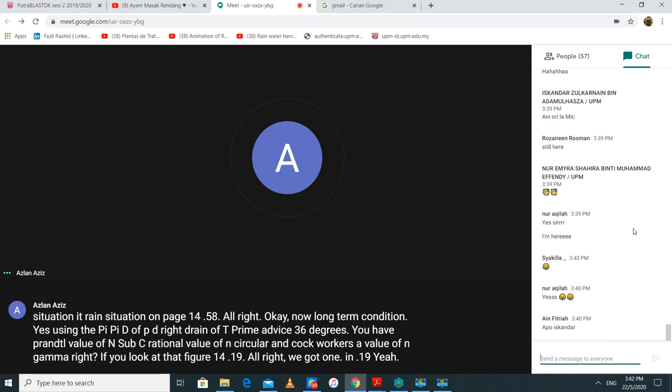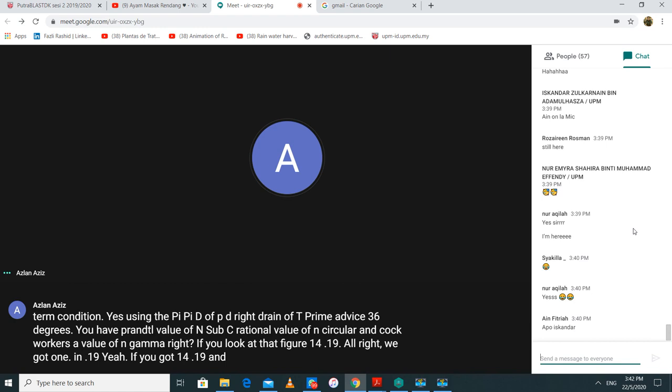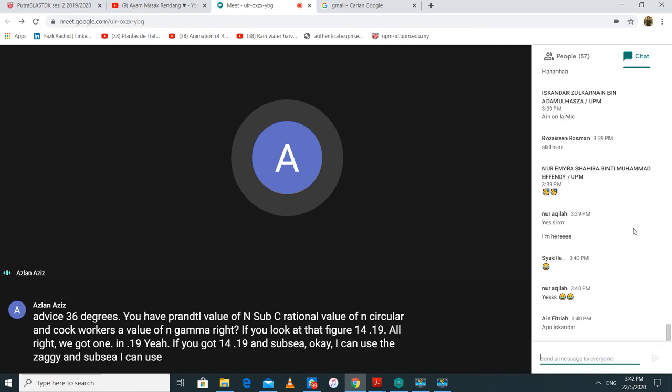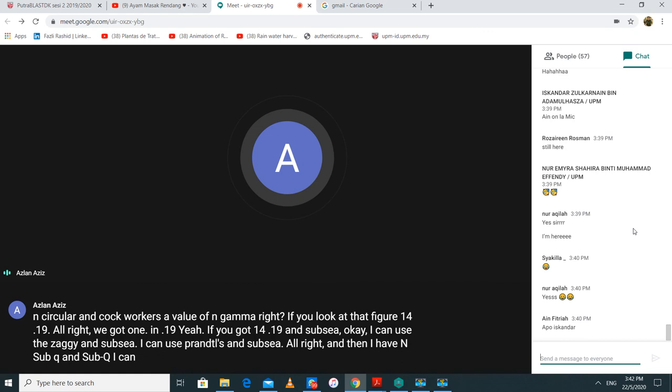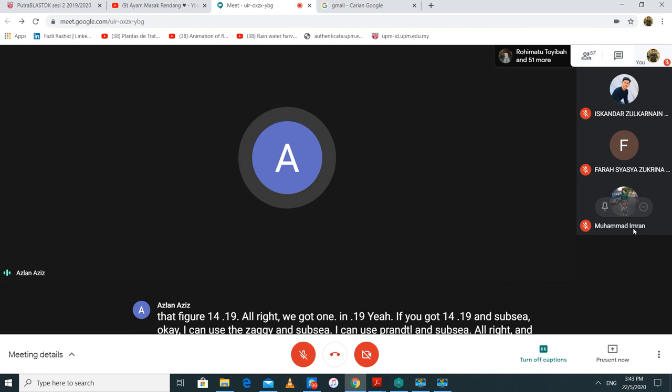This figure 14.19. N sub C. Okay. I can use the Terzaghi N sub C. I can use Prandtl N sub C. All right. And then I have N sub Q. N sub Q, I can use what? The Terzaghi and also Prandtl, right? And then N sub gamma, I can use the Terzaghi plus this small little dot is Kumbhojkar and Karasek, all right?